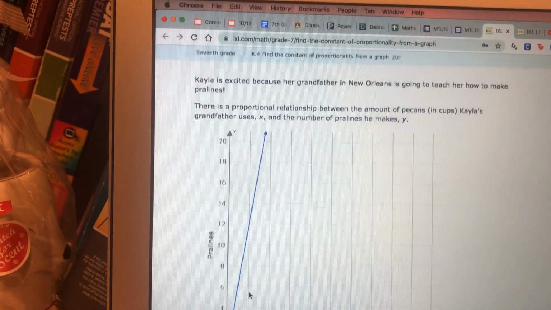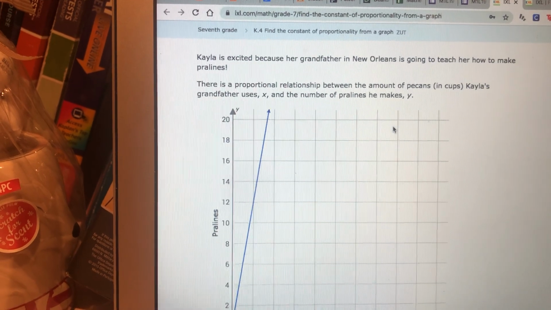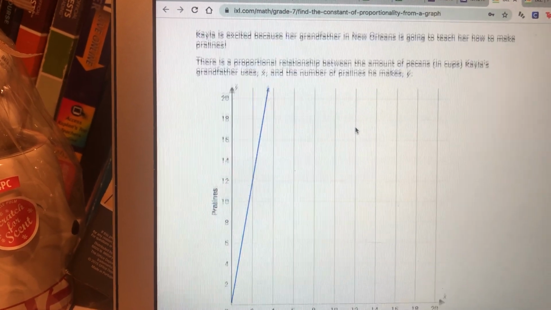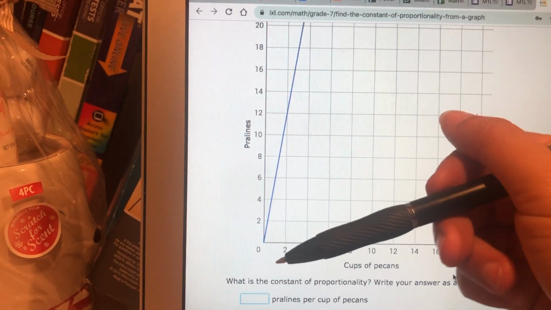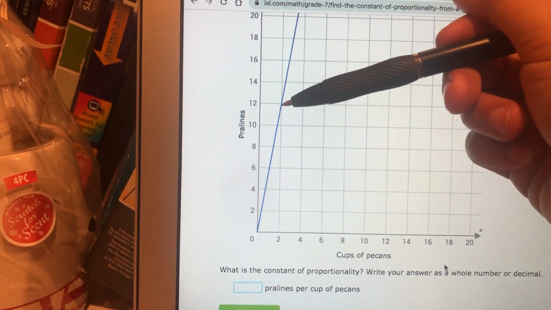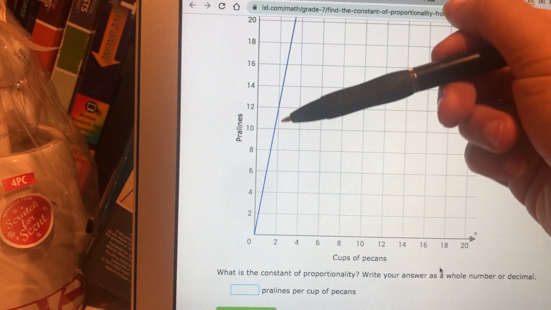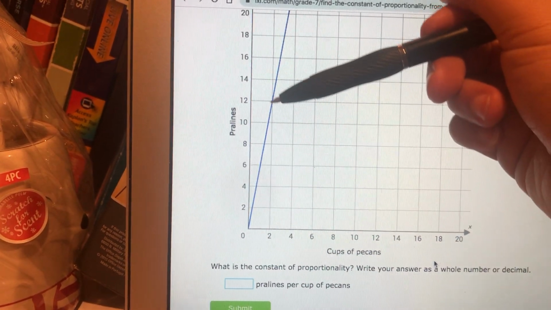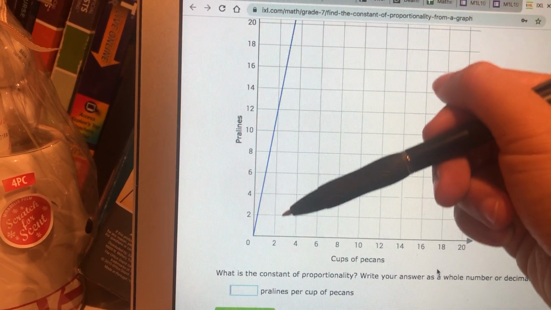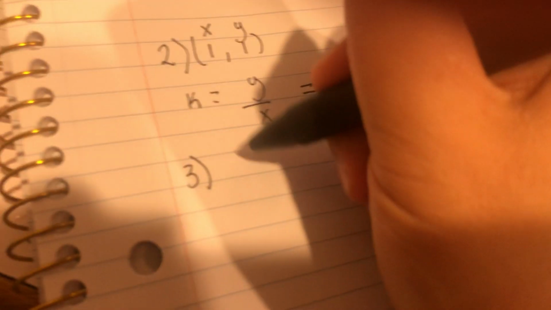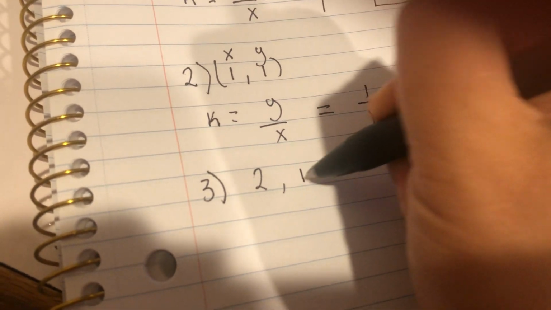So here is a proportional relationship. Now, it says, what's the constant of proportionality? Again, you need to find an ordered pair on the line. The first one I see, and I'm going to start with the closest one on the x-axis, is 2 for x and 12 for y. That's the closest point that I see. So I'm going to write (2, 12).